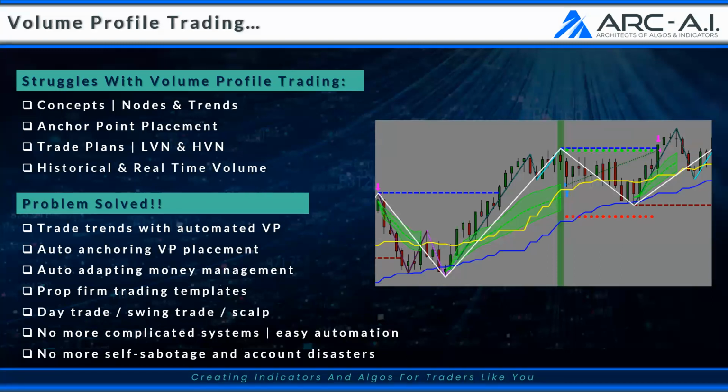So if you struggle with volume profile trading, things like nodes and trends and anchor points, if you're using static volume profiles or anchored VWAPs, which is one of my favorite things to trade, maybe you struggle with trade plans around that. We've got you covered. So this algo will trade auto anchoring volume profiles with auto updating volume profiles with auto adapting money management, specifically with the idea of trading prop firms. So again, you can day trade, swing trade, scalp trades, however you want to do it.